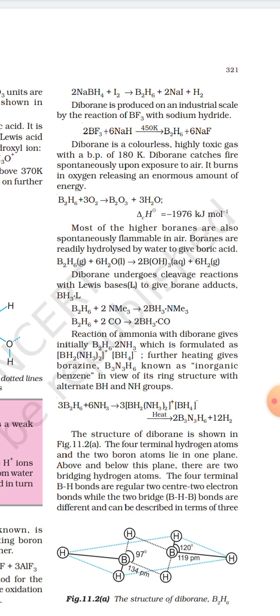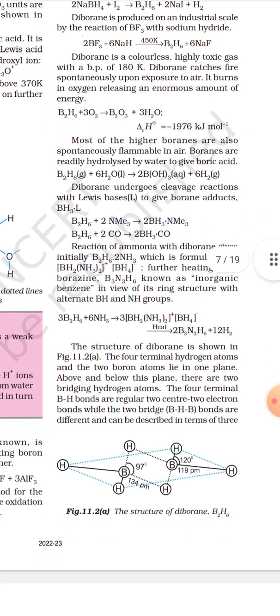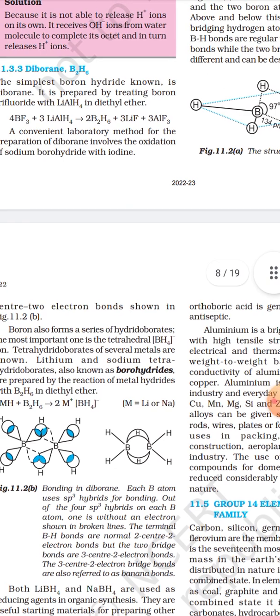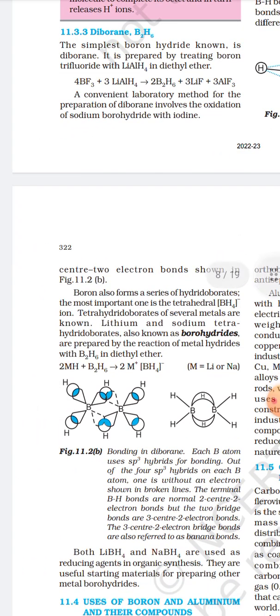The structure of diborane is shown. The 4 terminal hydrogen atoms and the 2 boron atoms lie in one plane. Above and below this plane, there are 2 bridging hydrogen atoms. The 4 terminal boron-hydrogen bonds are regular 2-centered 2-electron bonds, while the 2 bridge bonds are different and can be described in terms of 3-centered 2-electron bonds.